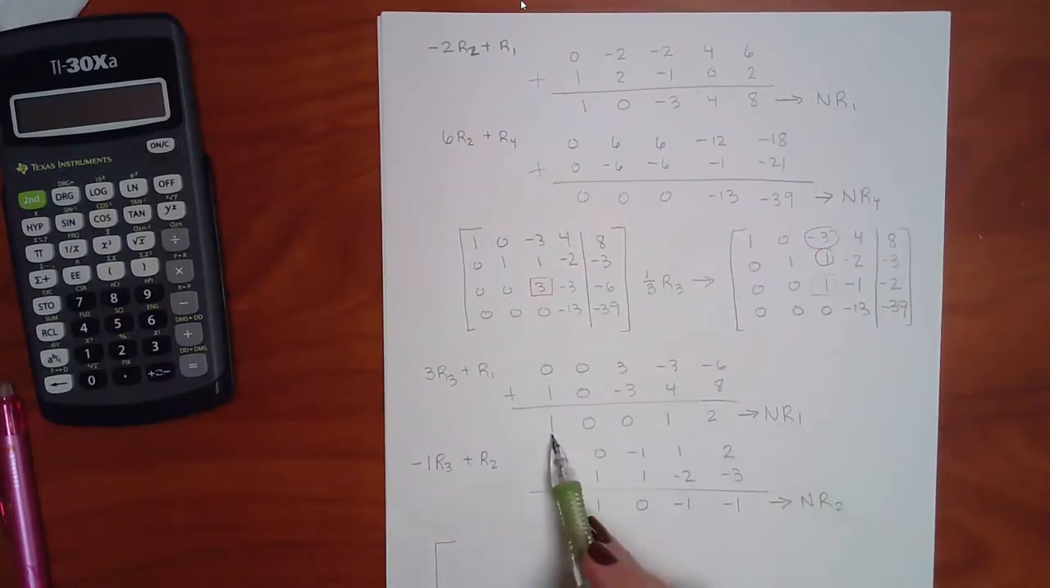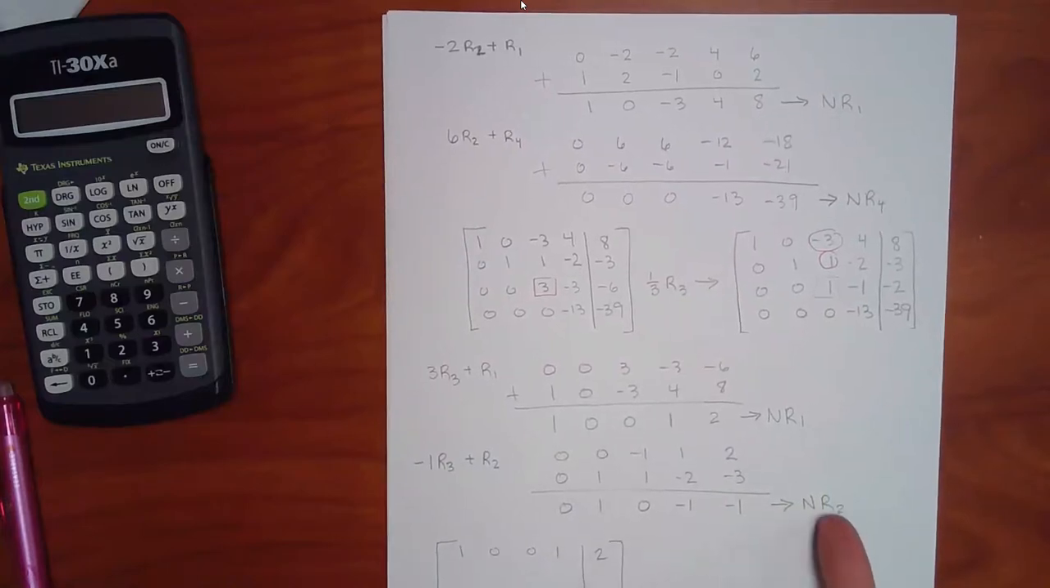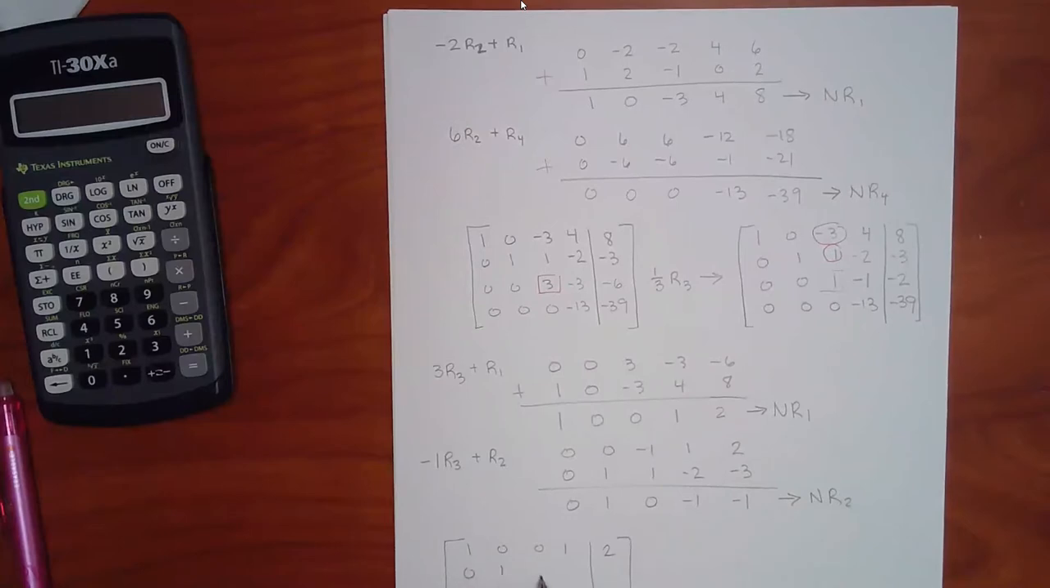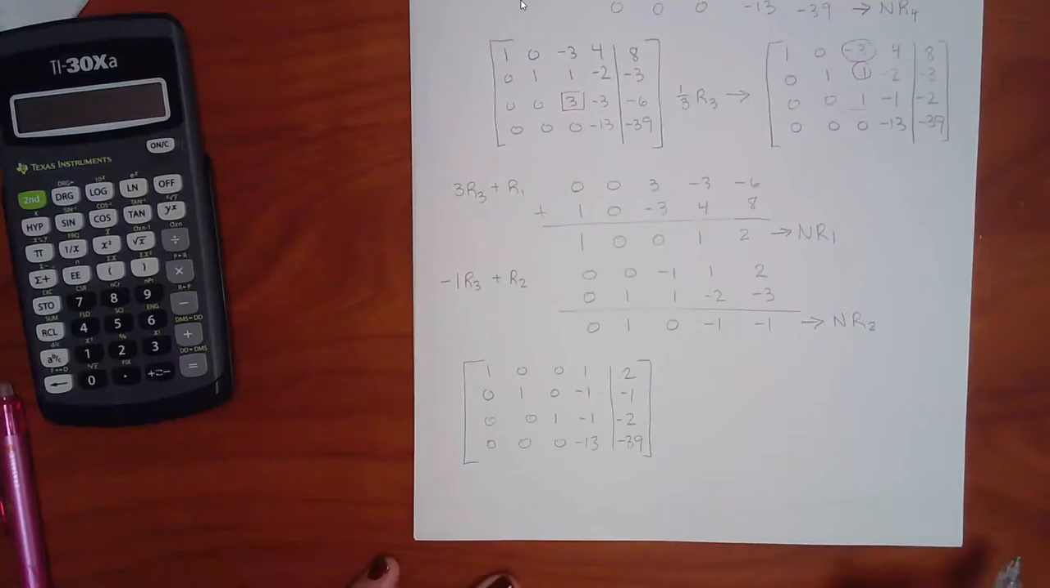So let's write our new matrix. Row 1 is going to turn into these numbers. Row 2 is going to turn into these numbers. Row 3 and row 4 are not changing here, so I'm going to keep from the previous matrix. Oops, you can't see my numbers. Okay, now we can finally go on to the last column.